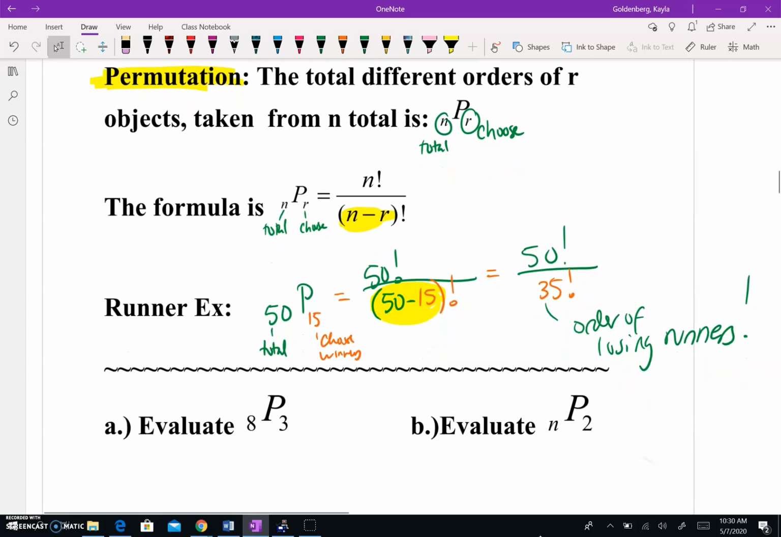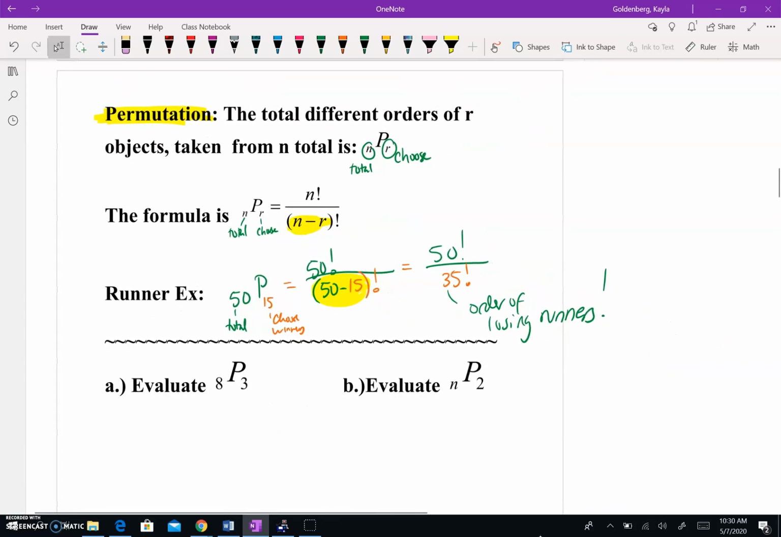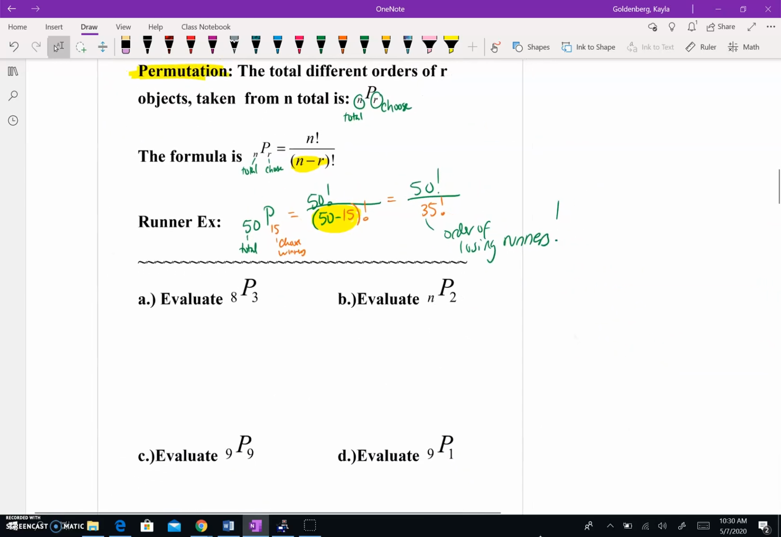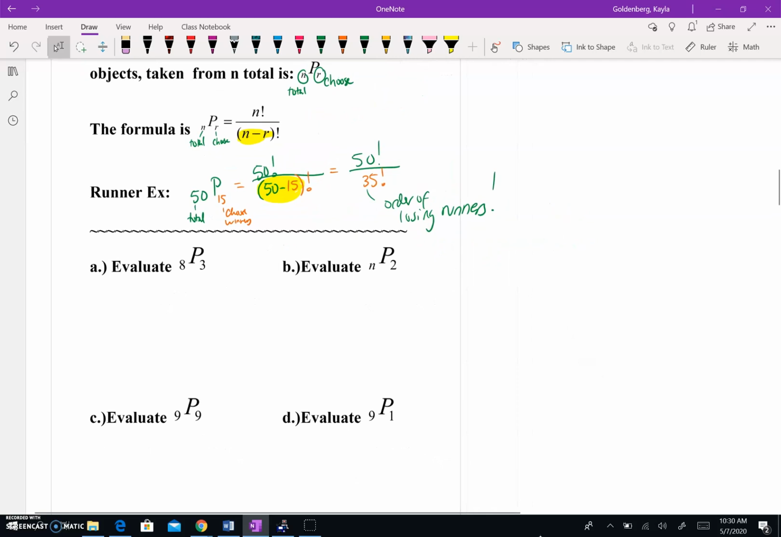Now at the bottom of this page, I've got 4 examples just practicing the notation. So let's practice some of those notations together, and then you can do a couple on your own. Okay, so let's practice 8P3. This might be I have 8 runners, and I want to know the different ways that I could have my top 3. So you would do 8 factorial over the total minus what we want, 8 minus 3 factorial. That's going to be 8 factorial over 5 factorial.